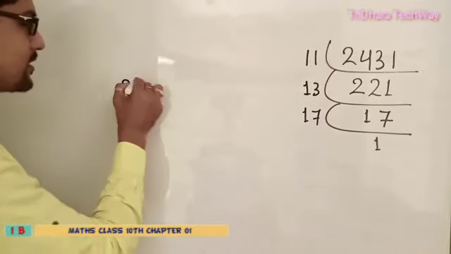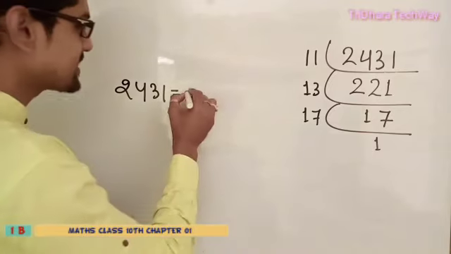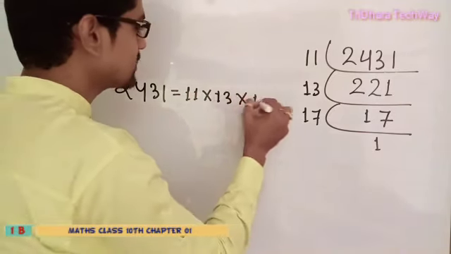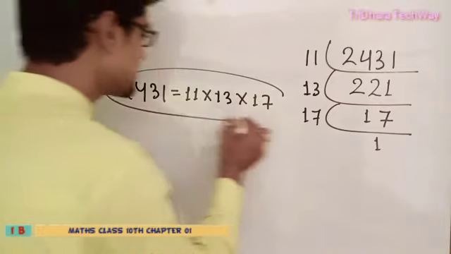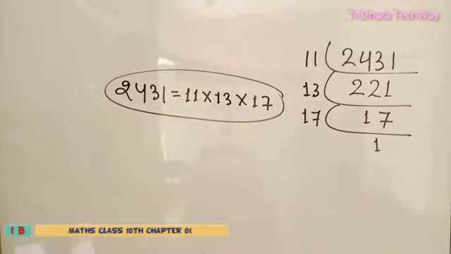Now the product of prime factors for 2431 is 11 into 13 into 17. This is question number 3 answer. Now come to question number 4.